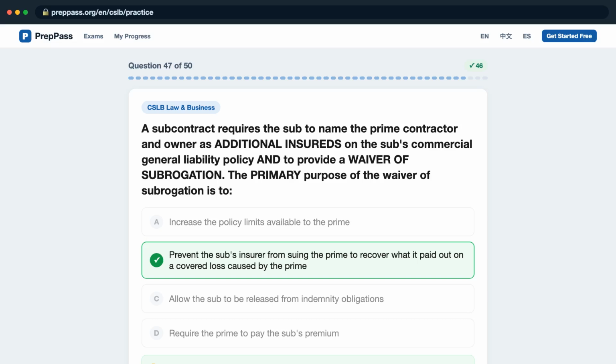A waiver of subrogation prevents the insurance carrier, after paying a loss, from stepping into the insured's shoes and pursuing the prime, or owner, for reimbursement. Combined with additional insured status, it shifts risk fully to the sub's carrier without circular litigation.